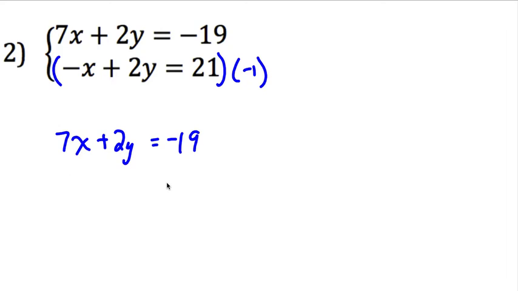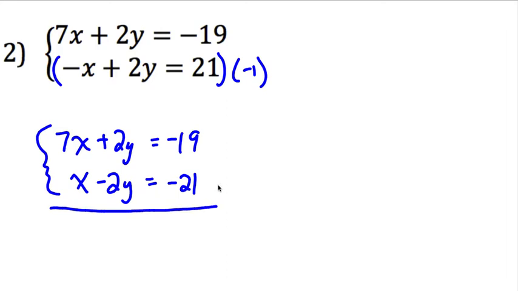The bottom equation will change because I'm multiplying by a -1. -1 times -x now becomes a positive x. -1 times 2y is a -2y. And -1 times 21 is -21. All right, so here's my new system, which is equal to the old system, but it just looks a little different. Again, I want to verify that one of my variables will cancel. And again, 2y minus 2y. The y's will cancel out here. So let's add the other columns. 7x plus x, remember that's a 1x, so 7x plus 1x is 8x.